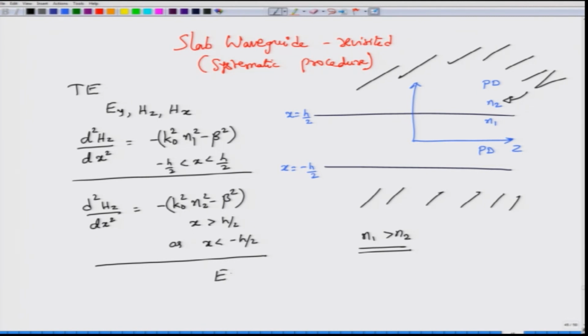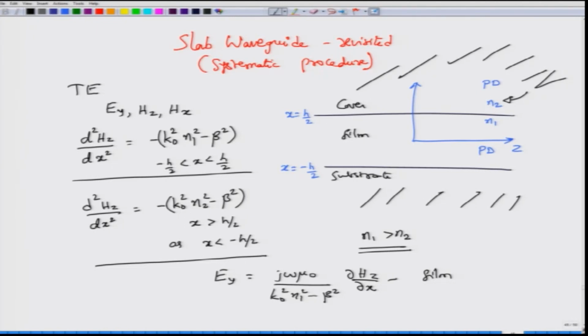So, Ey is given by j omega mu naught divided by k0 square n1 square minus beta square, del Hz by del x, okay, as long as you are within the film. So, let me write down this one. This is film, this is cover, and this is the substrate.